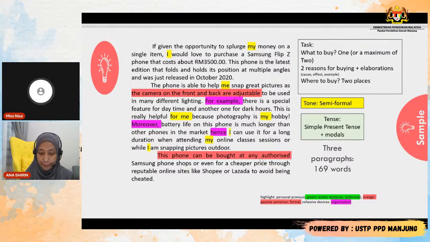Somebody was asking, what does it mean by semi-formal? Because you mentioned that you would like to use a semi-formal tone for this part. Somebody was asking just now. Great, that's a great question. I'll just address it again.